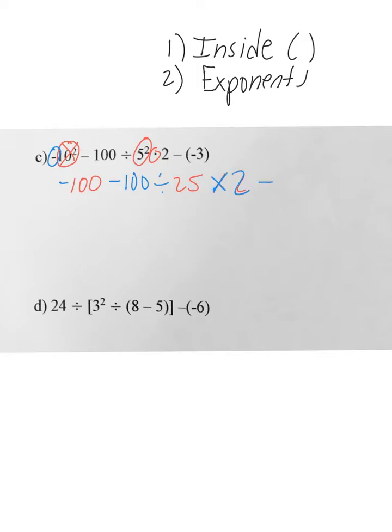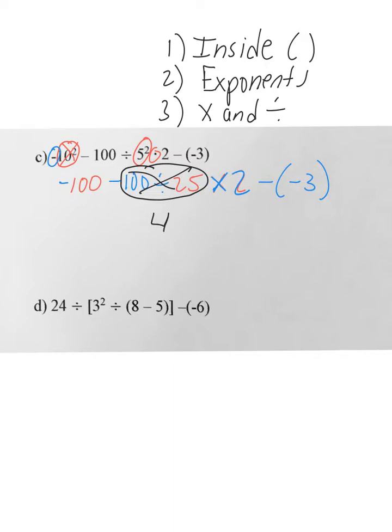Times 2 minus, there we go, the negative 3. All right, so I left in just the red pen the 2 exponents that we did in step 2. Step 3, now we do multiplication and division, whatever comes first from left to right. As I look at this question from left to right, I actually see division further to the left than multiplication. So that means division will take precedence here. So when I do 100 divided by the 25, I get 4.